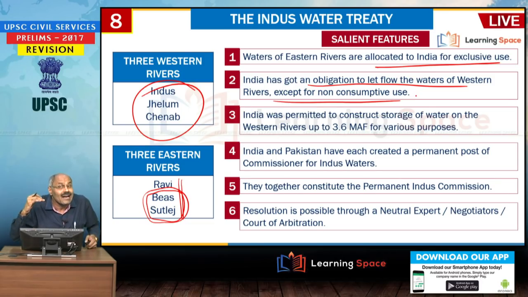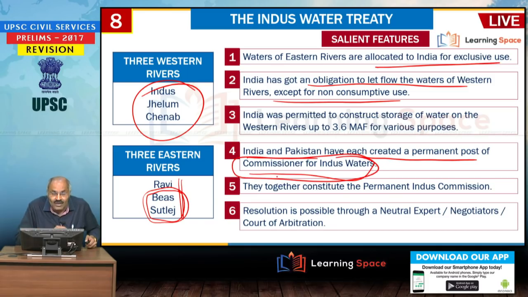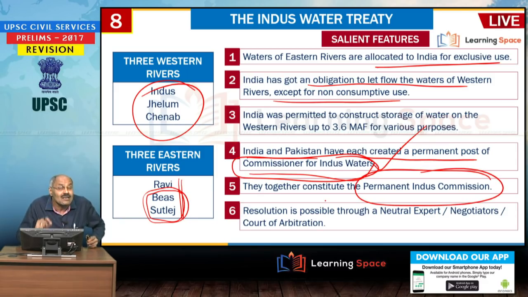So, run of the river hydroelectric projects are technically permitted, and as per Indus water treaty, one important aspect is India and Pakistan have each created a permanent post of commissioner for Indus waters. So, the commissioner for Indus waters is created by each of India and Pakistan. So, that constitutes the permanent Indus commission. The permanent Indus commission is supposed to meet twice in a year. It constitutes the commissioner for Indus waters for India as well as Pakistan.